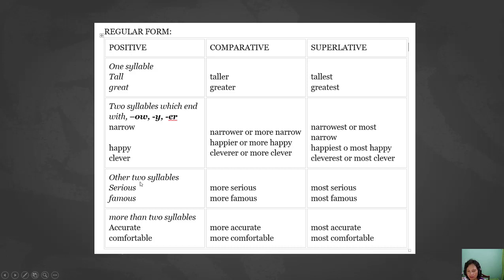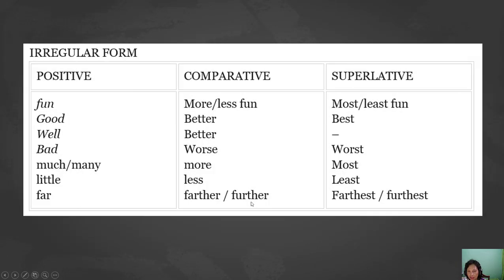Okay, and then if you have other two syllables than this one, you just use more for comparative and most for superlative. And if you have more than two syllables, like accurate, you use more for comparative and most for superlative. More accurate, most accurate. This is comfortable, more than two syllables, more comfortable, most comfortable. This is the regular form. How about the irregular form?